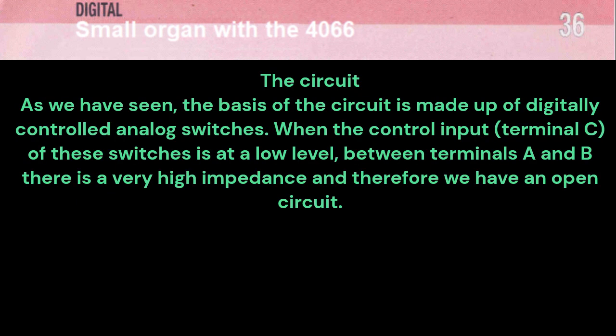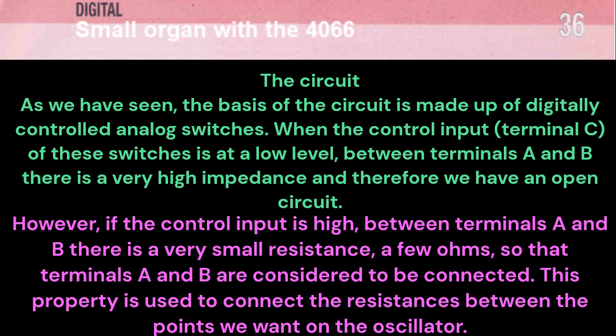The circuit. As we have seen, the basis of the circuit is made up of digitally controlled analog switches. When the control input, terminal C, of these switches is at a low level, between terminals A and B there is a very high impedance and therefore we have an open circuit. However, if the control input is high, between terminals A and B there is a very small resistance, a few ohms, so that terminals A and B are considered to be connected. This property is used to connect the resistances between the points we want on the oscillator.